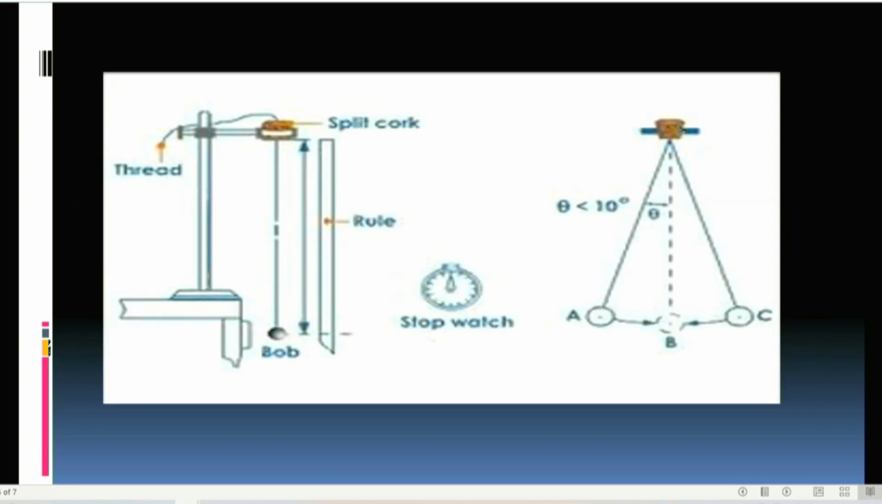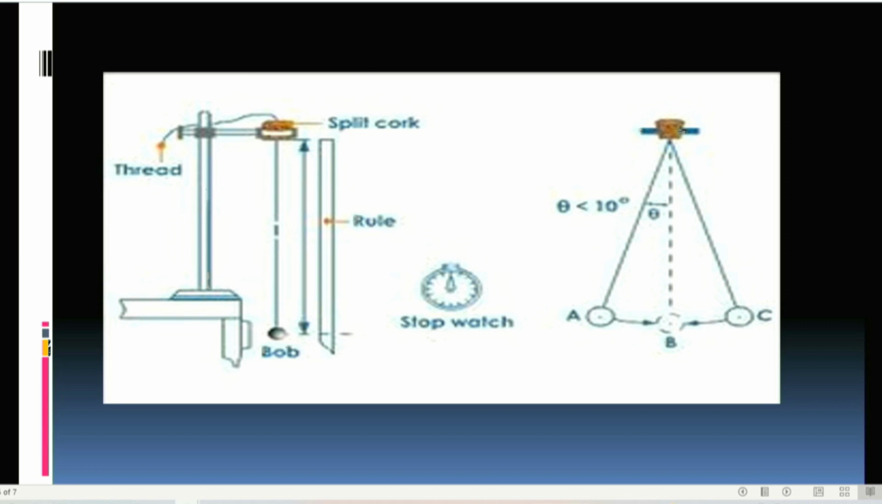This diagram is showing a setup of simple pendulum. You can see the thread, you can see the rigid support like your retort stand, and then the bulb. That bulb is the mass that I talked about the other time. You see the ruler to measure the length of the pendulum. Then you see the stopwatch. The stopwatch is for you to time the oscillation of the bulb that is going through simple harmonic motion.